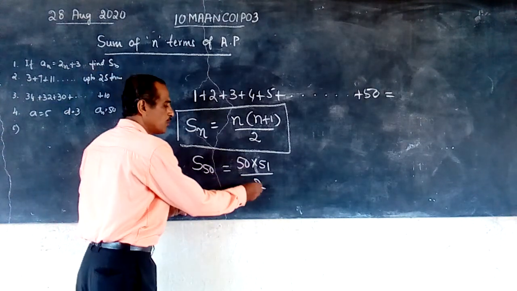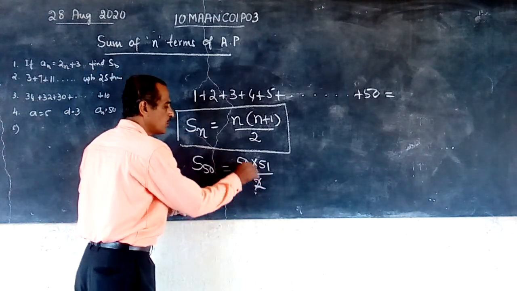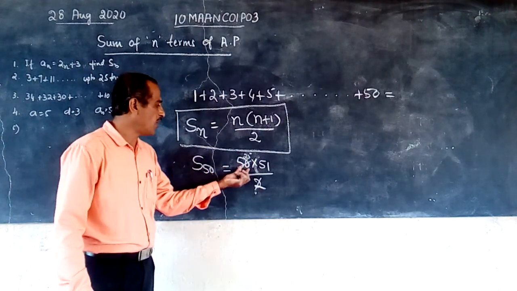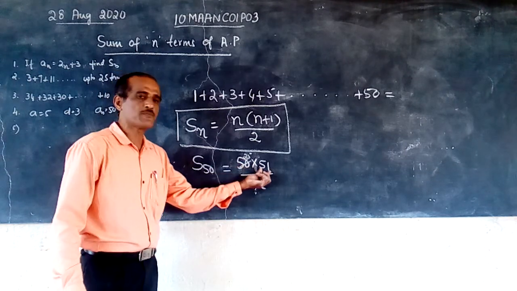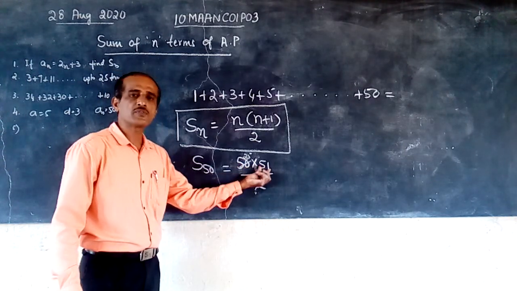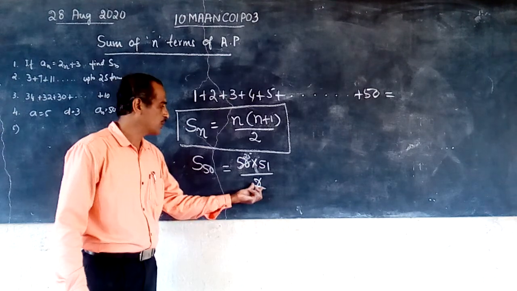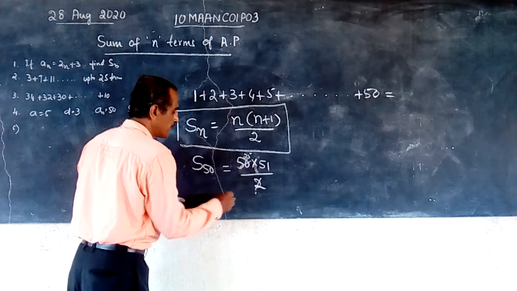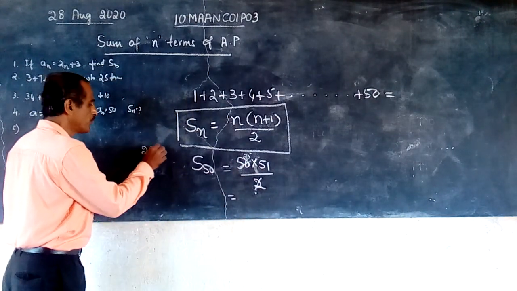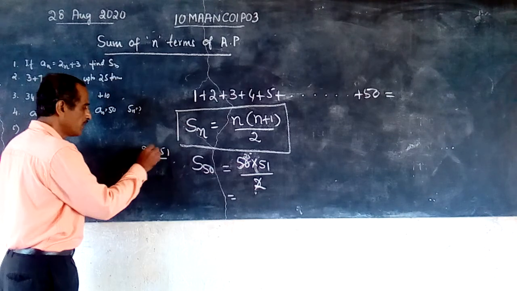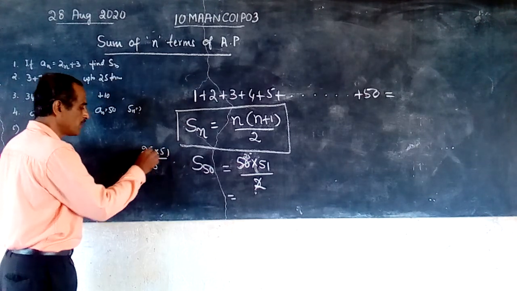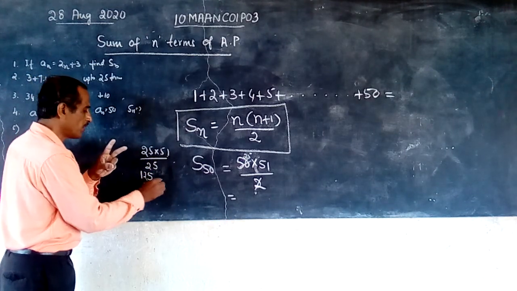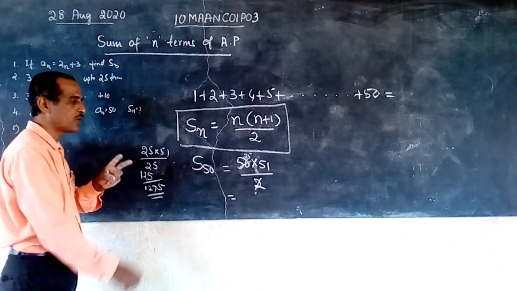See here, this 2 cancels with this. 2 ones are 2, 2 twenty-fives are 50. Suppose it is an odd number, suppose 49, then the other number becomes 50. Either this number or this number becomes an even number and it cancels with this 2. Here, this one cancels. So 25 into 51. See 51: 1 five is 5, 1 two is 2, 5 fives are 25, 2 fives are 10 plus 2 is 12. What is the sum? 1275.